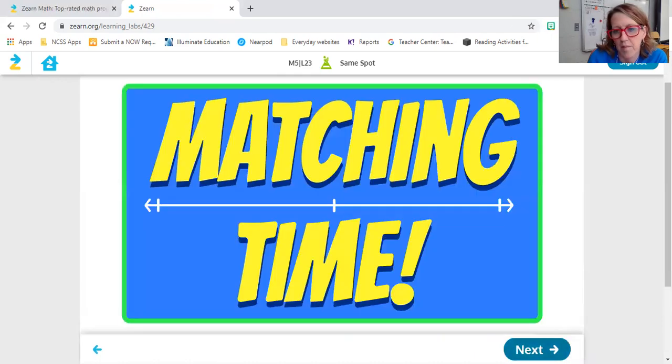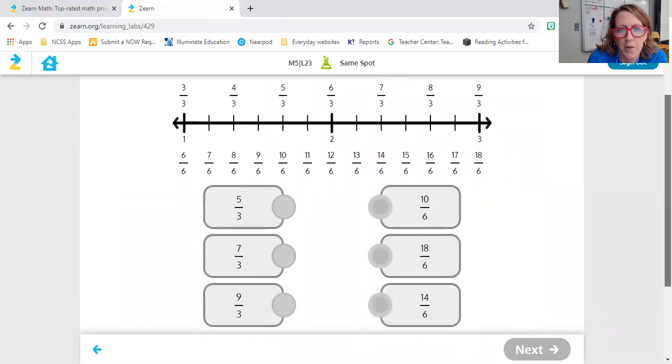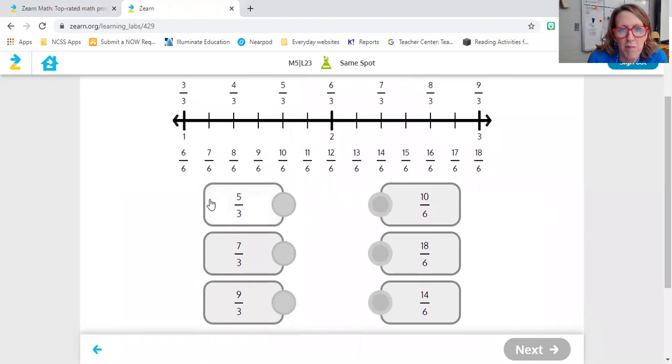Okay, let's do some more matching time. Let's look at this number line right here. We're going to match equivalent fractions. Everybody see if you can find 5/3 on this number line. Tell your teacher or look and see what it is. What is 5/3 on this number line?